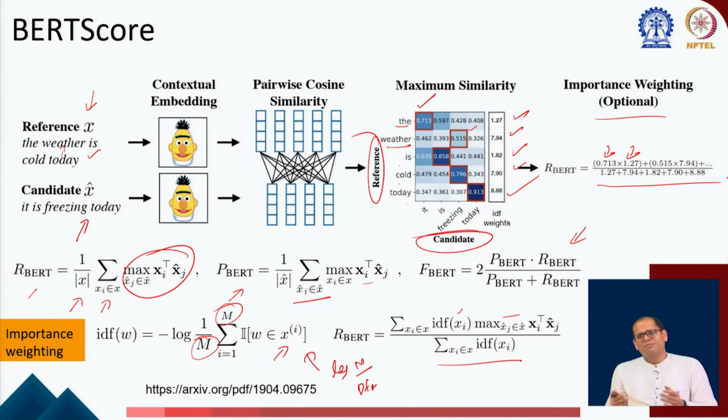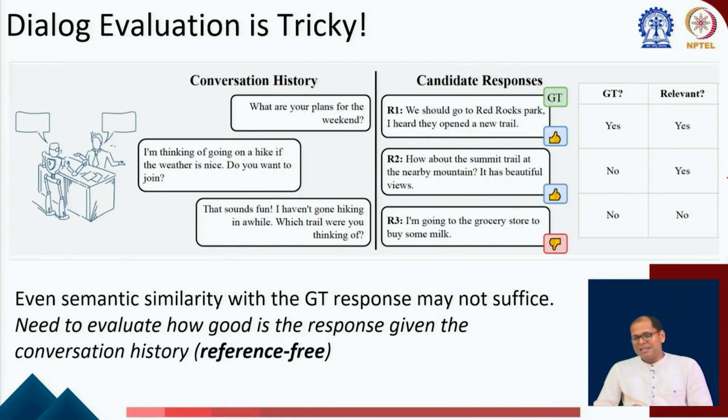There are of course various other variations of the metric since BERTScore was proposed. Now, I'll end this evaluation part with saying that dialog evaluation is not so straightforward, it's very tricky. So, let's look at this conversation history. What are your plans for the weekend? I am thinking of going on a hike. If the weather is nice, do you want to join? That sounds fun. I haven't gone hiking in a while. Which trail were you thinking of, right?